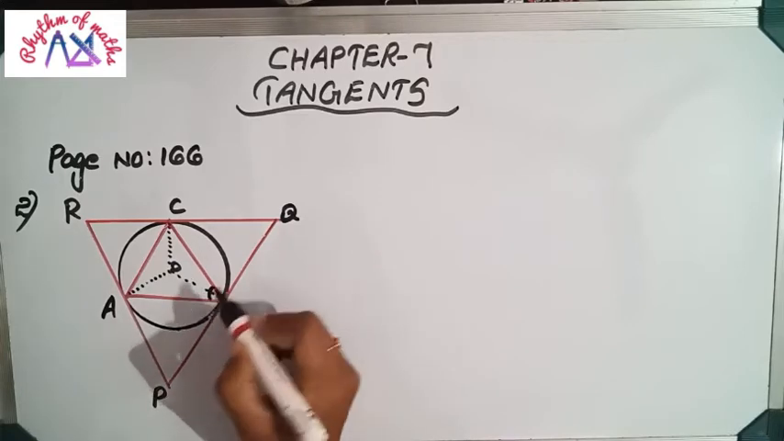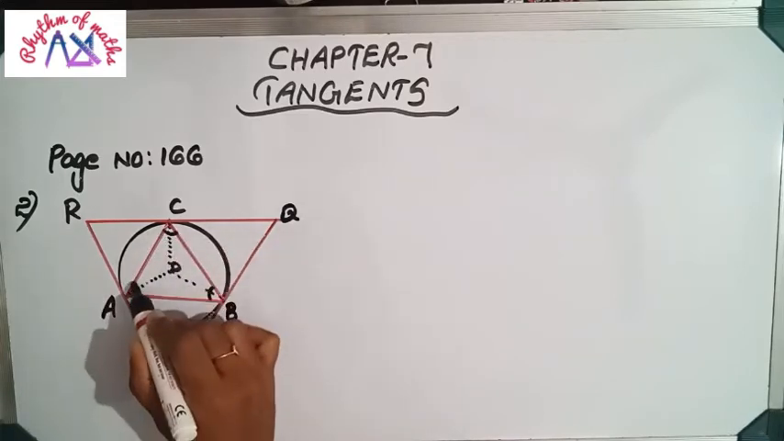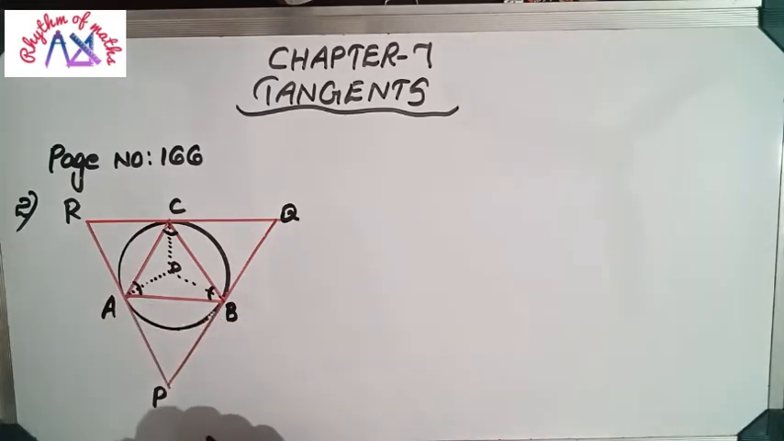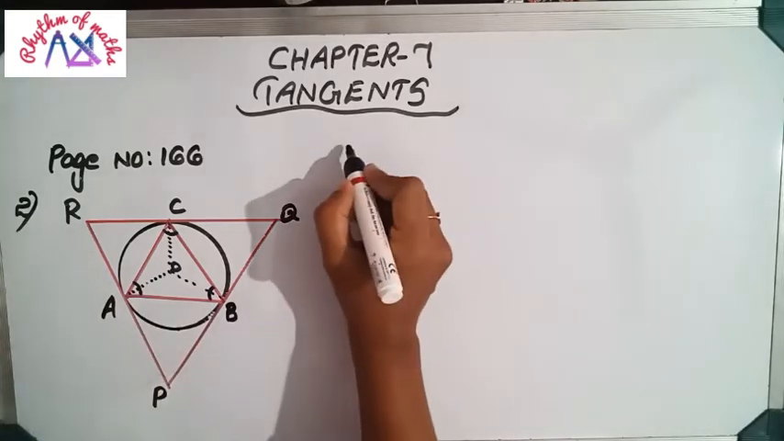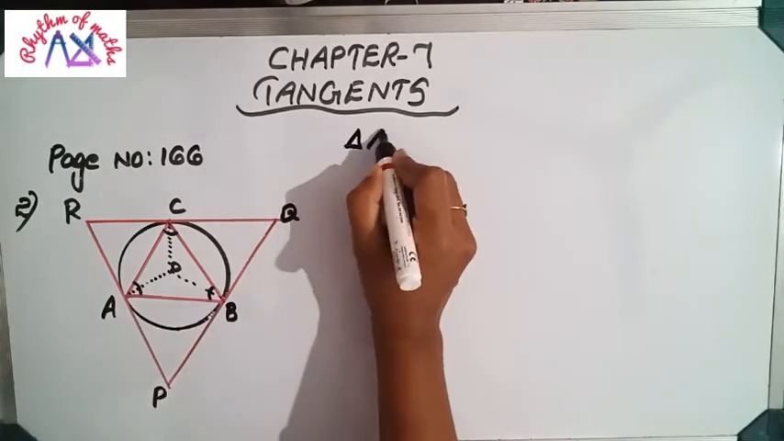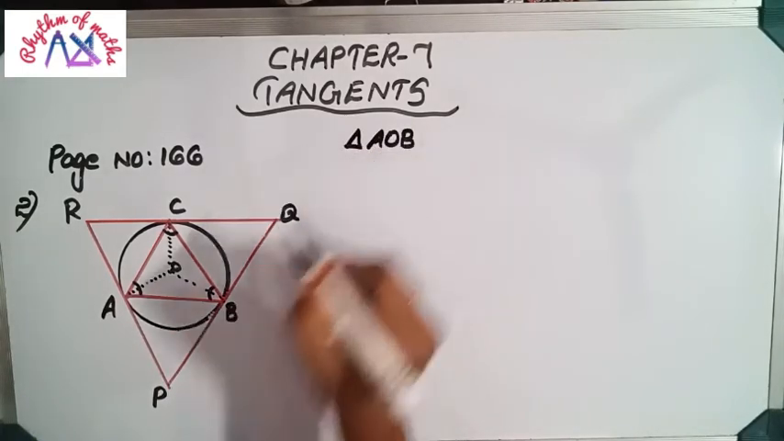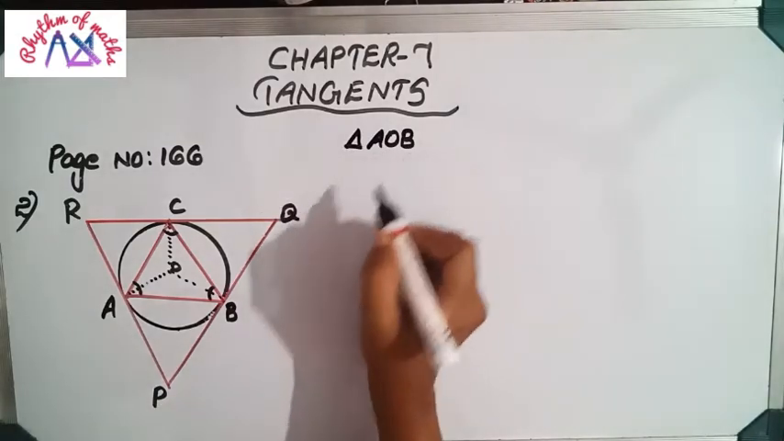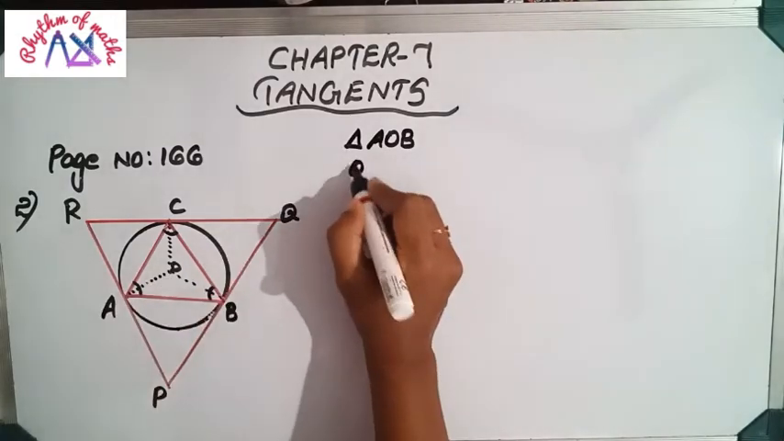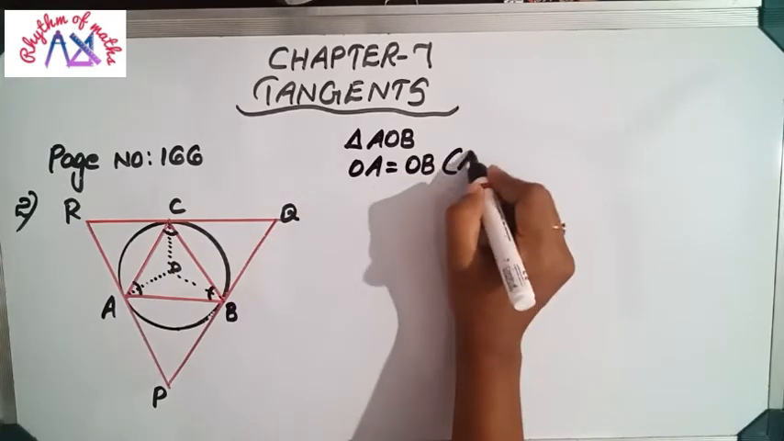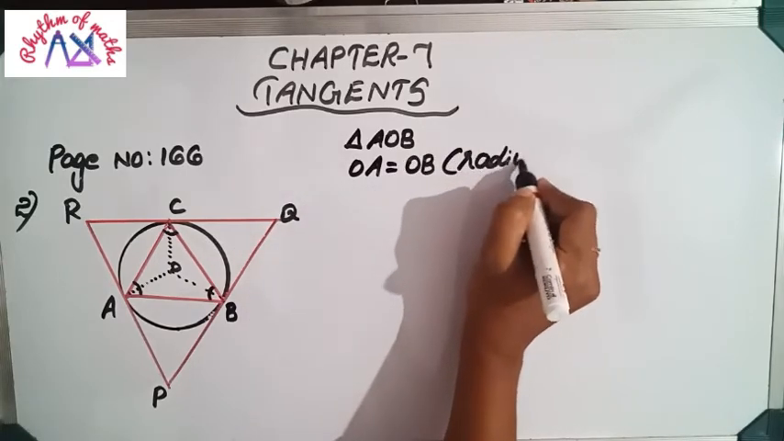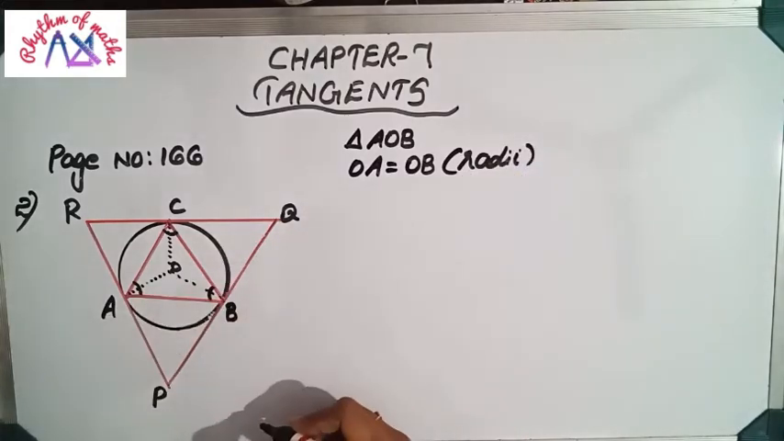Here the angle is 60 degrees, here also 60 degrees, and here the total is 60 degrees. Now here OA and OB are equal. So consider triangle AOB. In this triangle AOB, OA equals OB. Both are equal because they are radii of the same circle.